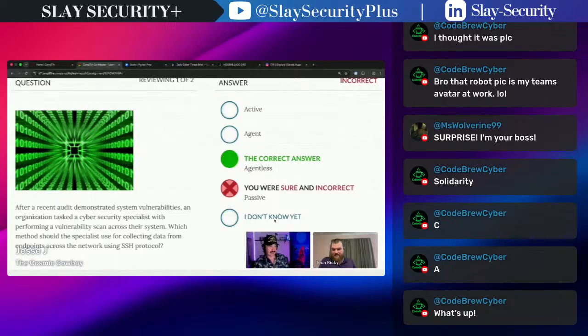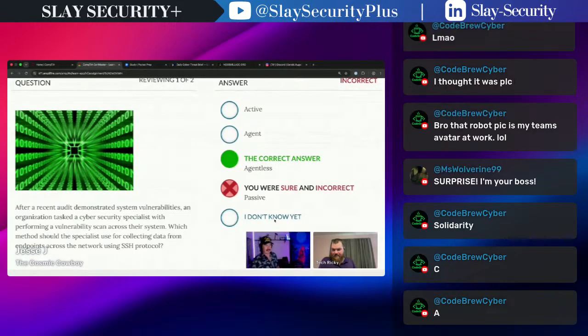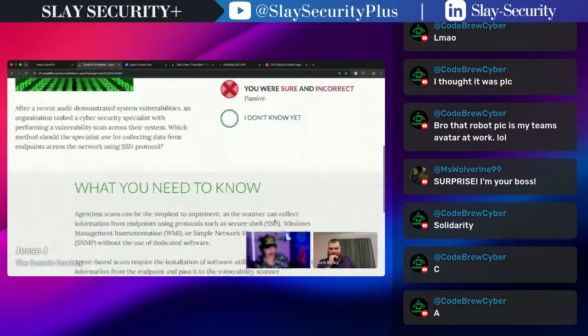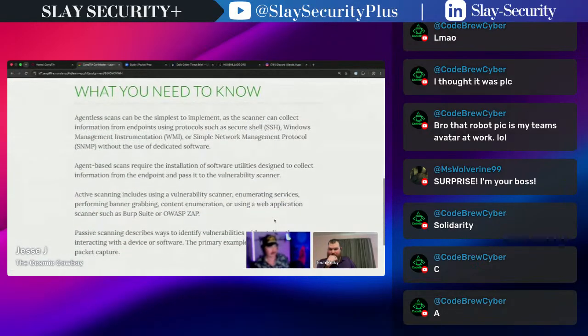All right, so here's the question we were asked about performing a vulnerability scan across their system. Which method should a specialist use for collecting data for endpoints? The correct answer was agentless. We put passive. I thought it was asking what the type of scan was. I need to review the difference between agentless, and then active and passive.